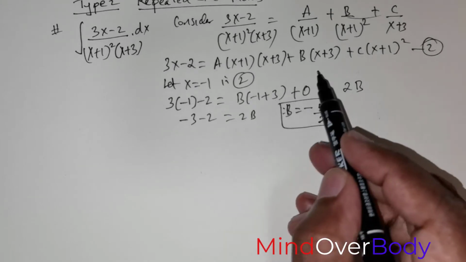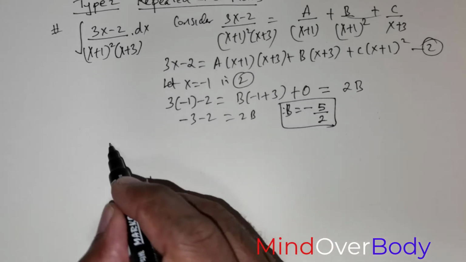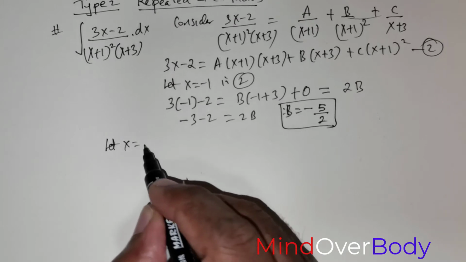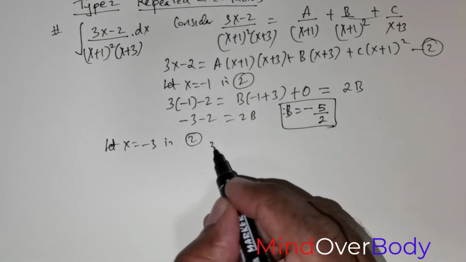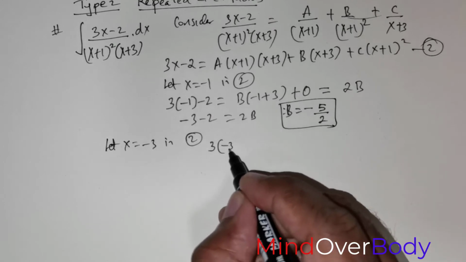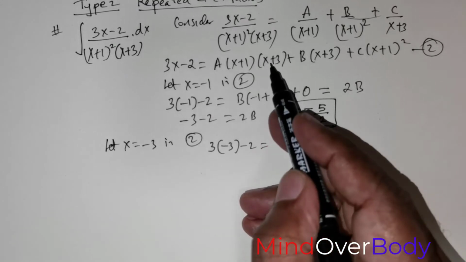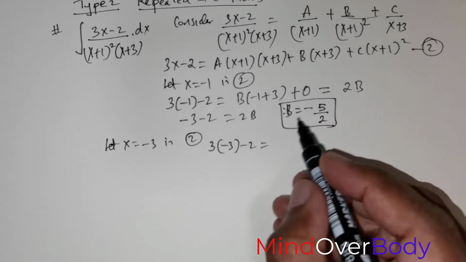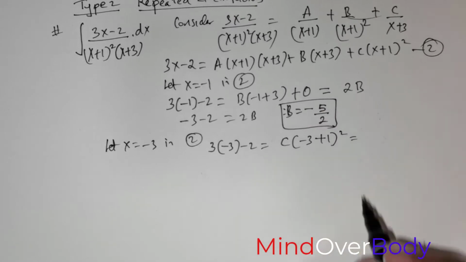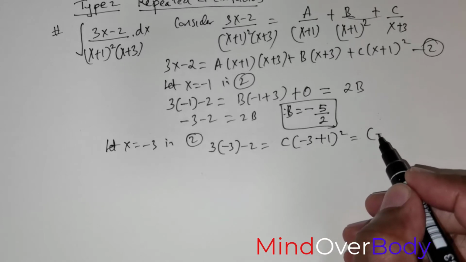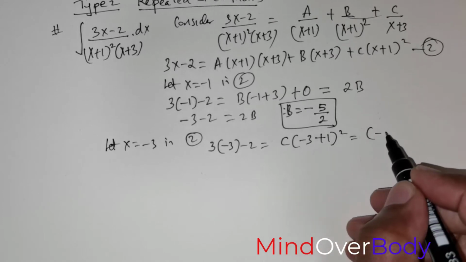Next, I would make this term 0. So let x be equal to negative 3 in equation 2. What happens on the left side? It's going to be 3 of negative 3 minus 2. This is going to be 0. This is going to be 0. This is going to be c of negative 3 plus 1 raised to the power of 2, which is nothing but negative 3 plus 1 is negative 2.